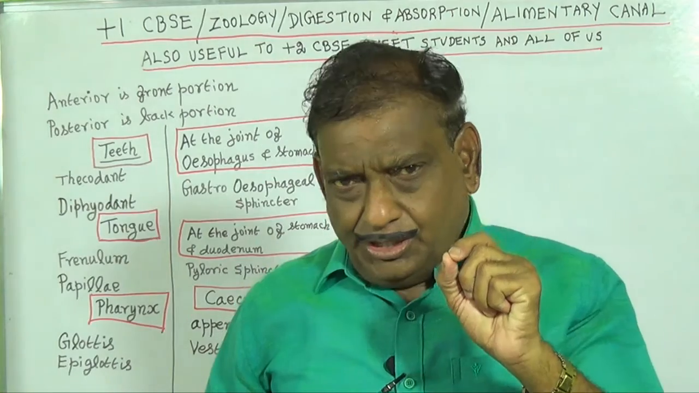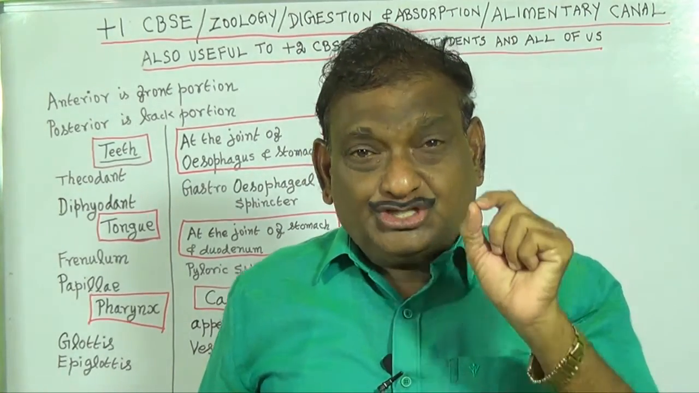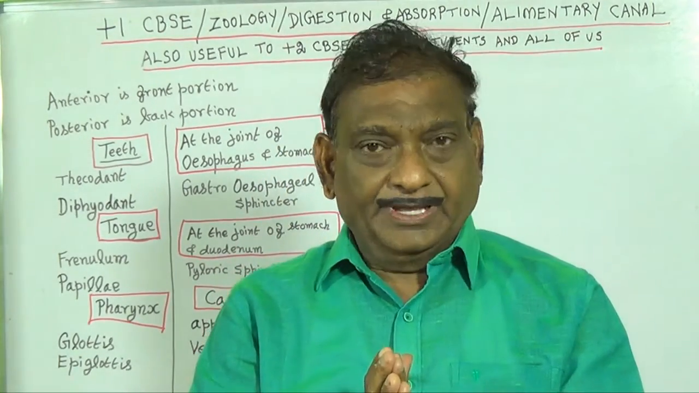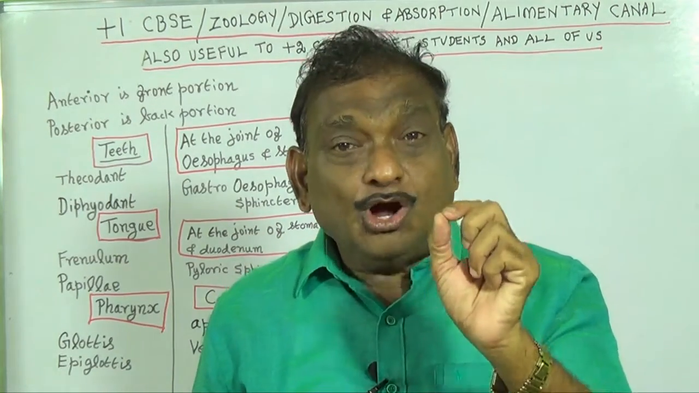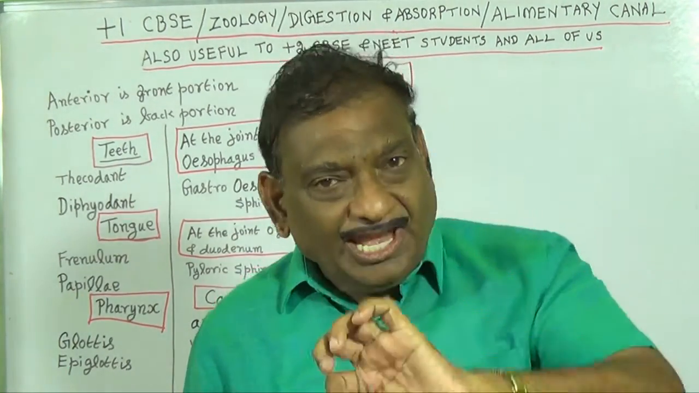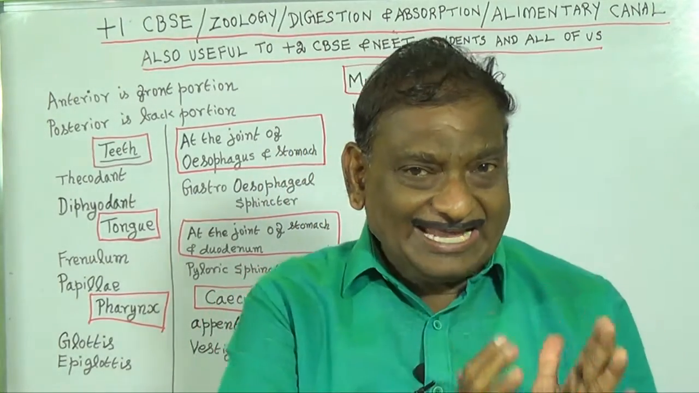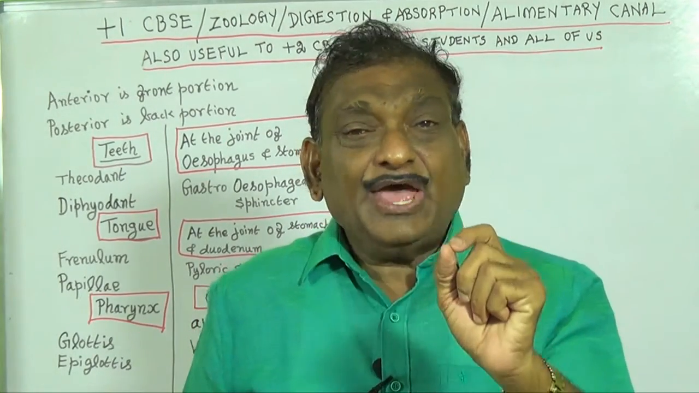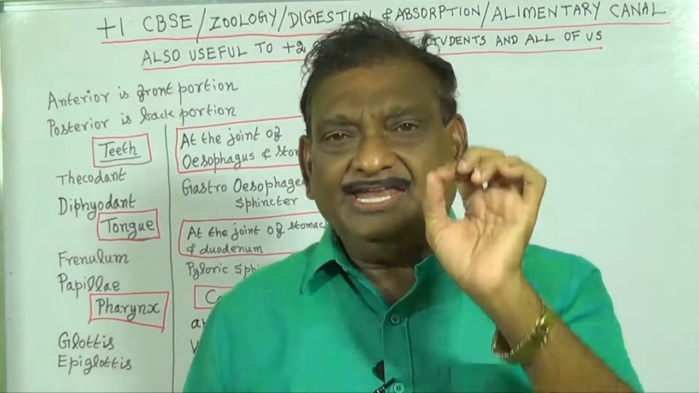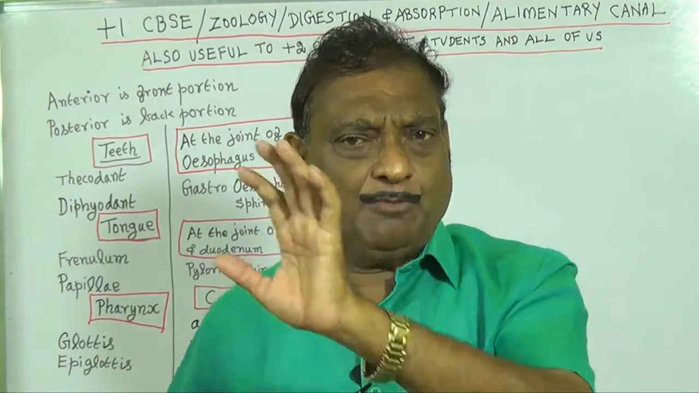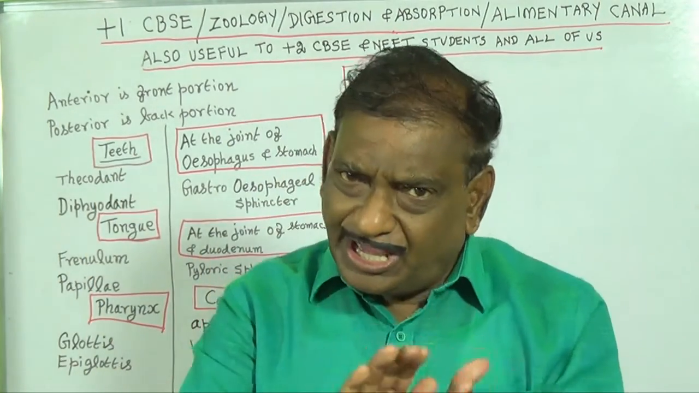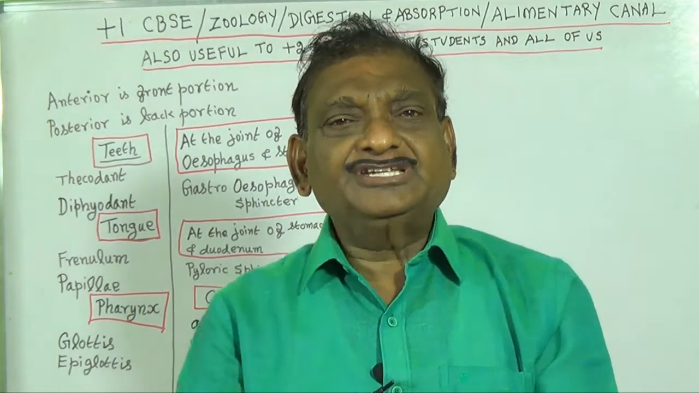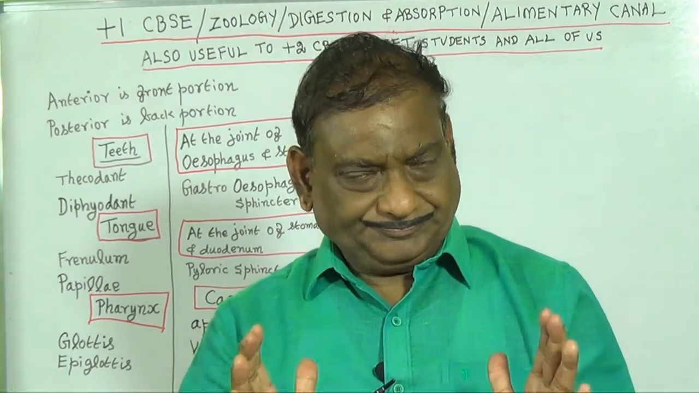Now we are going to discuss each organ of the alimentary canal in detail. The alimentary canal starts at the mouth anteriorly and terminates at the anus posteriorly. What is anterior? Anterior is the front portion. Here the anterior is the front portion of the body. What is posterior? Posterior is the back portion. Here it represents the back portion of the body.